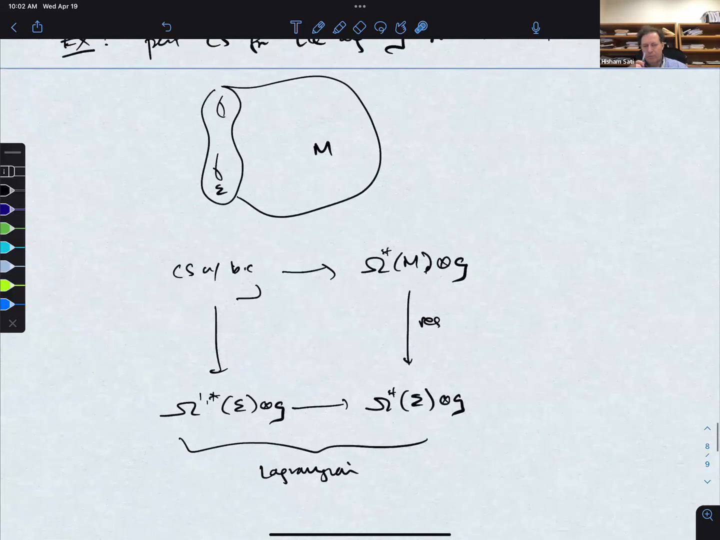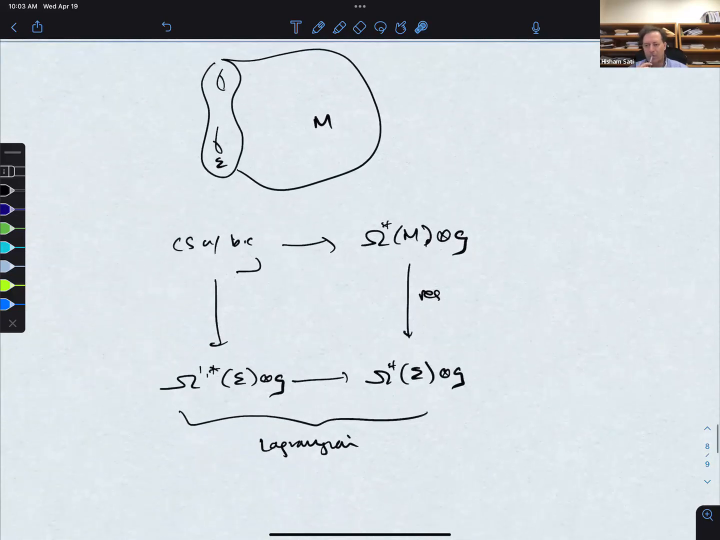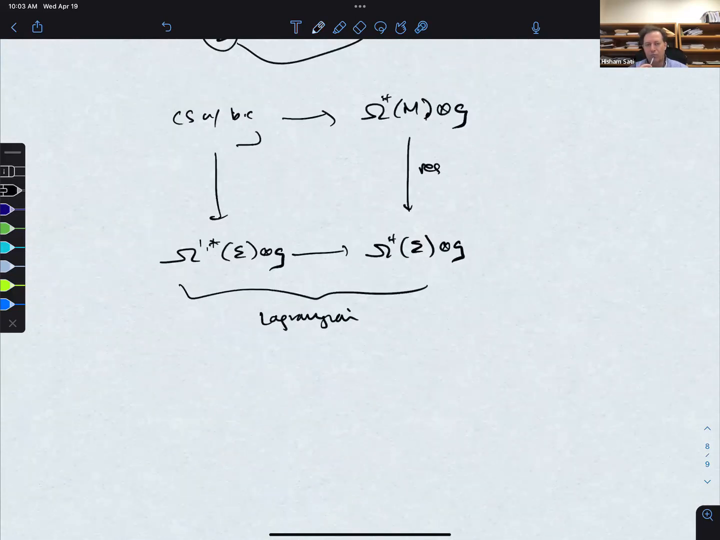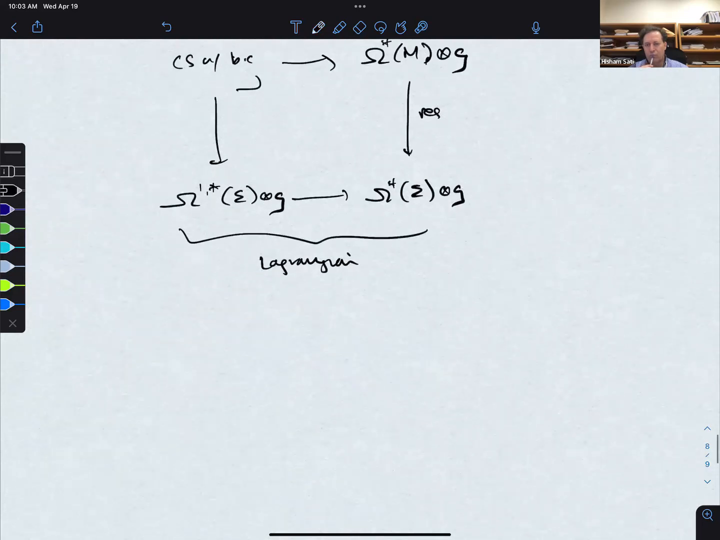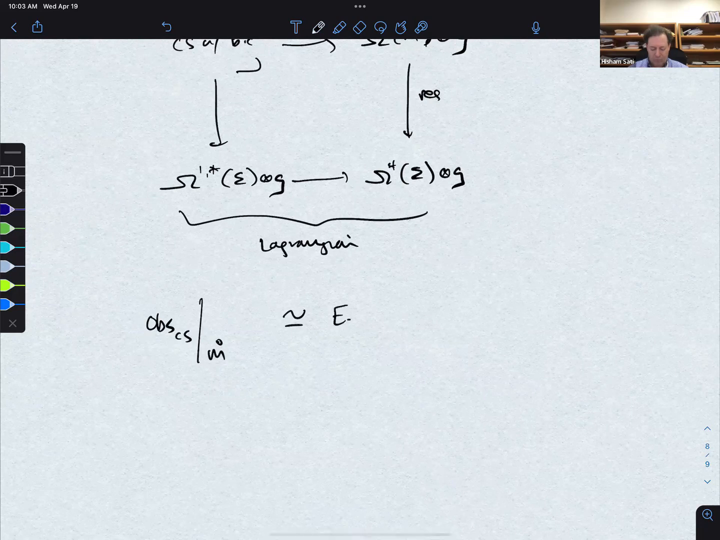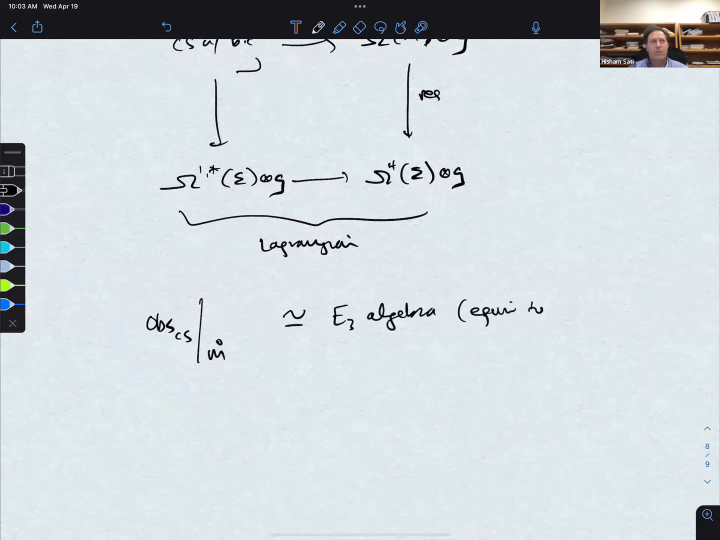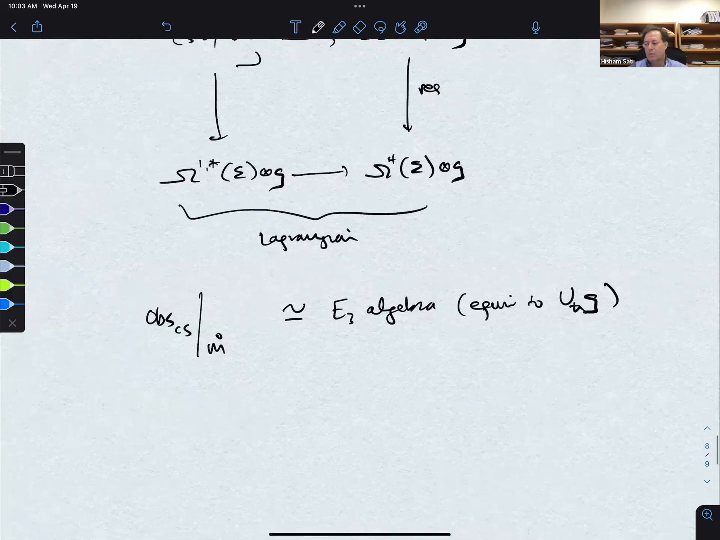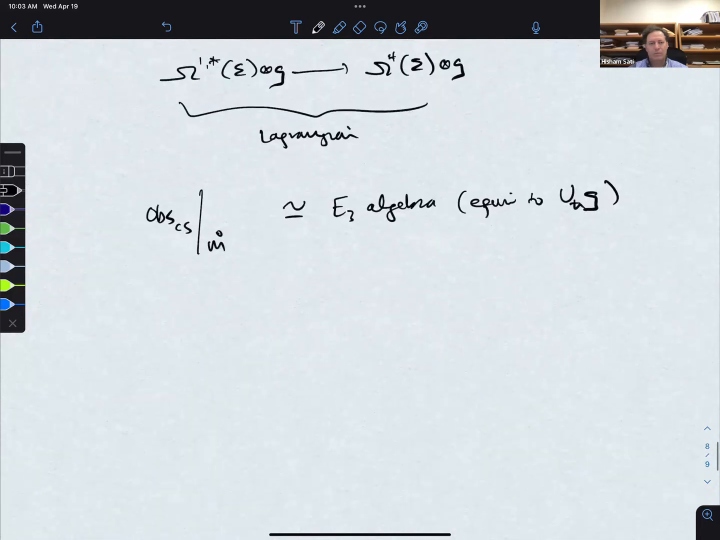And you can construct the factorization algebra. And in good cases, you can quantize it. And so obs of Chern-Simons in the bulk corresponds to an E3 algebra, because in the bulk it's the factorization algebra of an E3 algebra. And this is sort of equivalent to knowing the quantum group U_ħ(G).